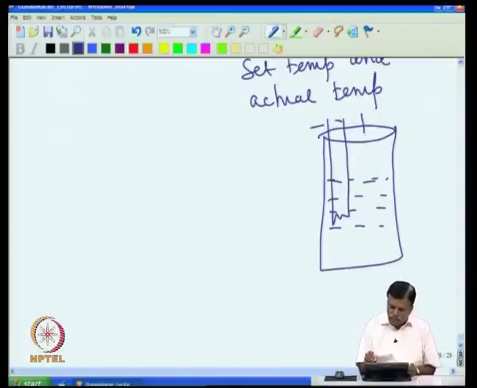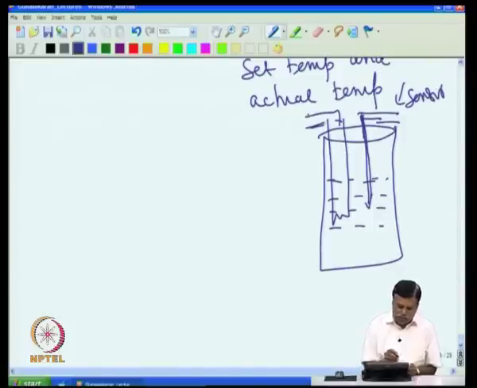Then I also put the sensor here. The sensor in this case is a thermocouple. I will show you how to make this thermocouple. So, you have the two ends coming here. This is acting as a sensor, and this is a voltage heater.